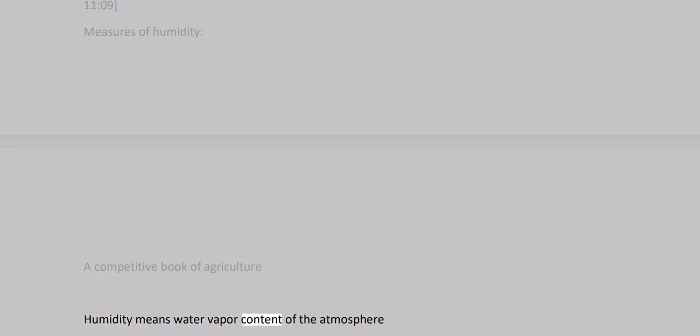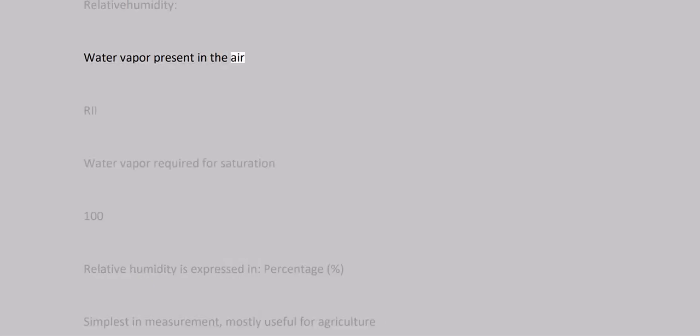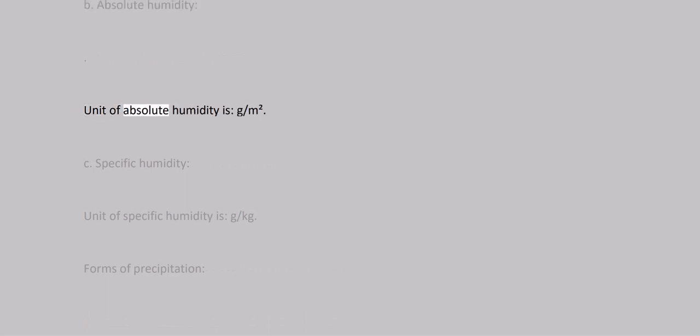Measures of humidity. Humidity means water vapor content of the atmosphere. A. Relative humidity: water vapor present in the air relative to water vapor required for saturation, multiplied by 100. Relative humidity is expressed in percentage. It is simplest in measurement and mostly useful for agriculture. B. Absolute humidity. Unit of absolute humidity is g/m³. C. Specific humidity. Unit of specific humidity is g/kg.